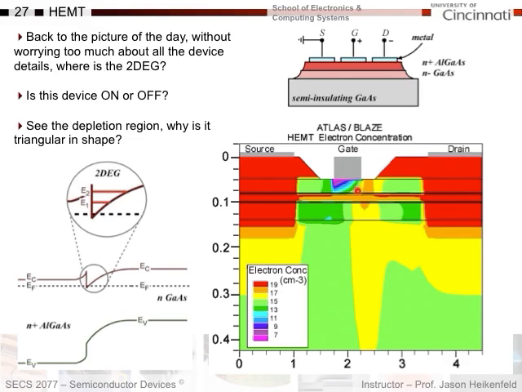Now let's look at the second question I have here. Look at the depletion region here. Why is this triangular in shape? Well, that tells me first off that I am using a Schottky contact to deplete, because look at my concentrations. They go down way below 10 to the 10th. This is orders and orders of magnitude lower concentration, so it depletes out here.